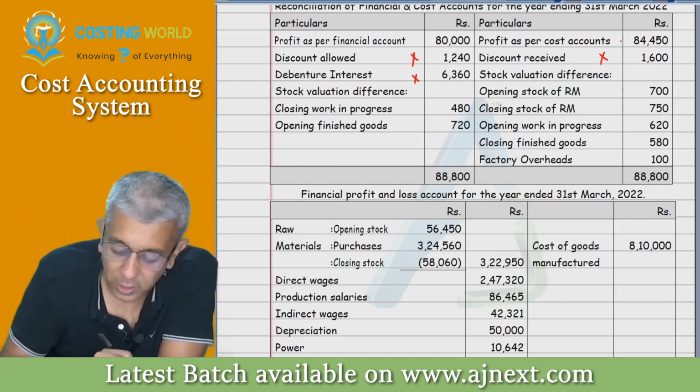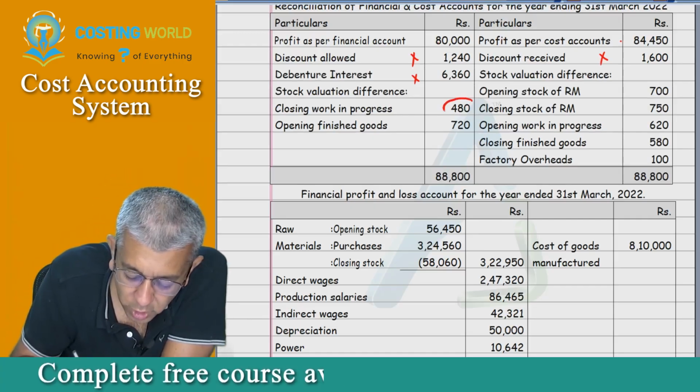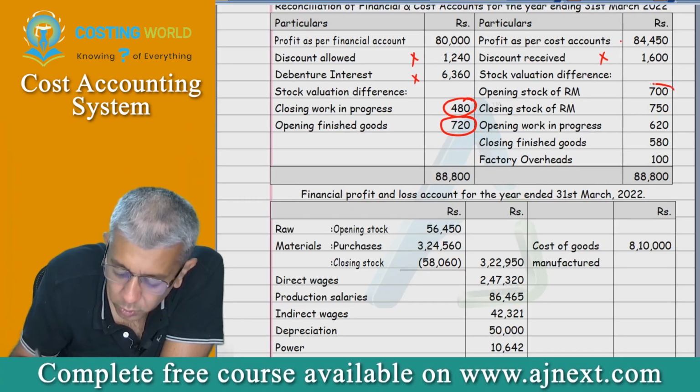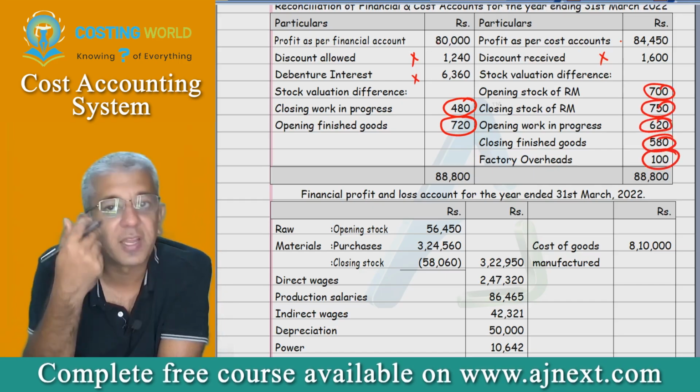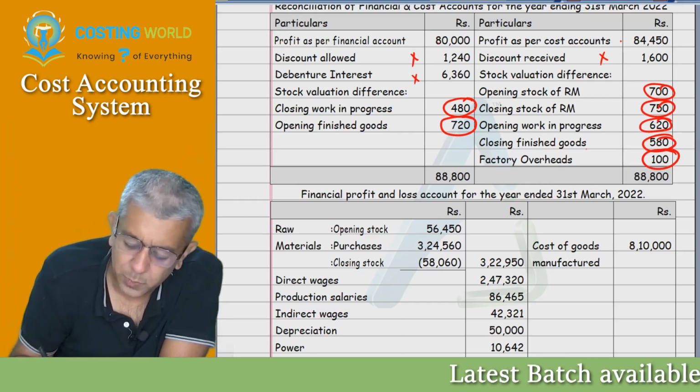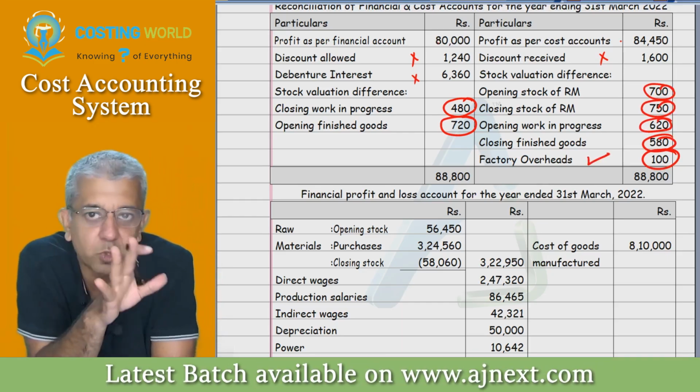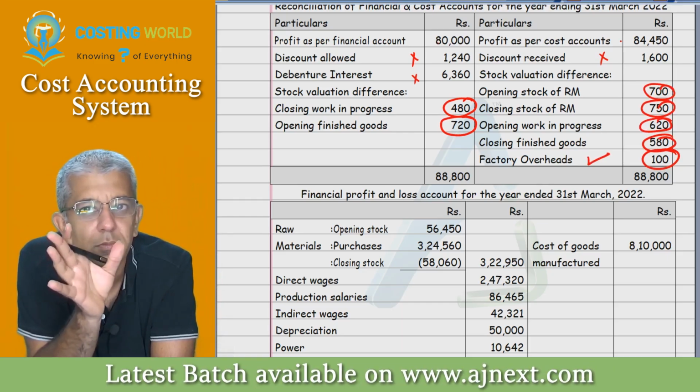Okay. And then you try to see, you have got your stock valuation differences: 1, 2, 3, 4, 5, 6. And then you have got your factory overheads difference also. Can you say this particular difference must either be under absorption or over absorption, no?